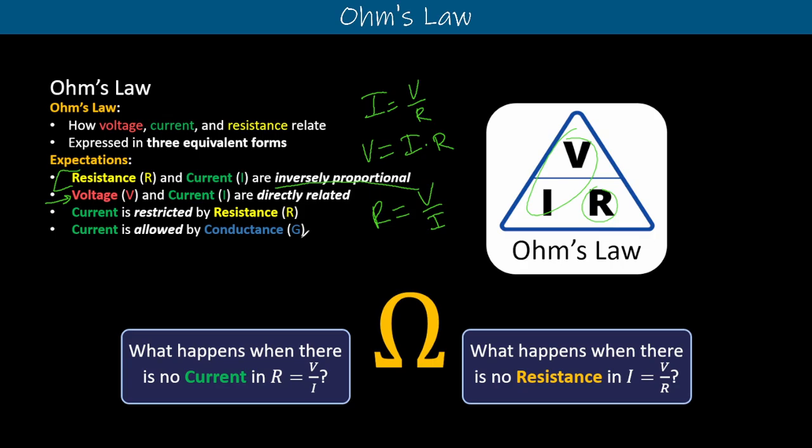Voltage and current are directly related, meaning that if we have a higher voltage, we have a higher current, and if we have a lower voltage, we have a lower current. So they are directly related to each other in terms of scale and magnitude.